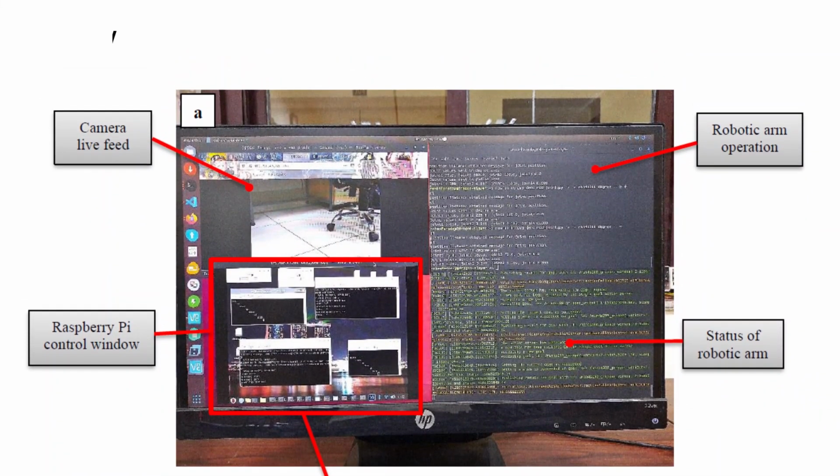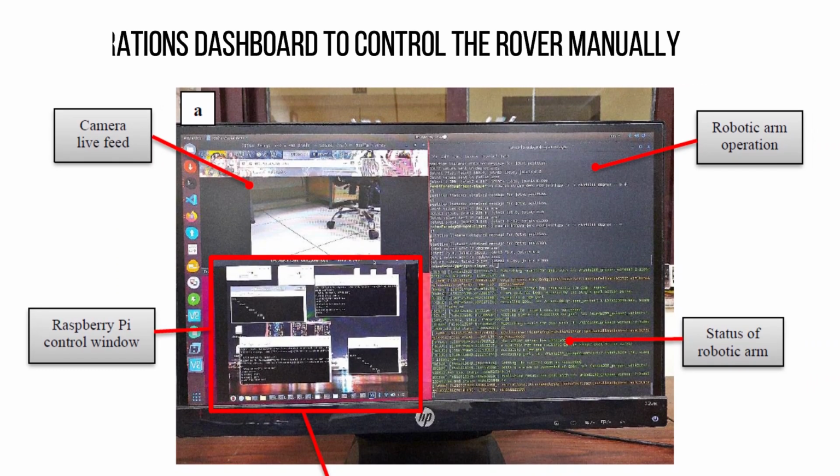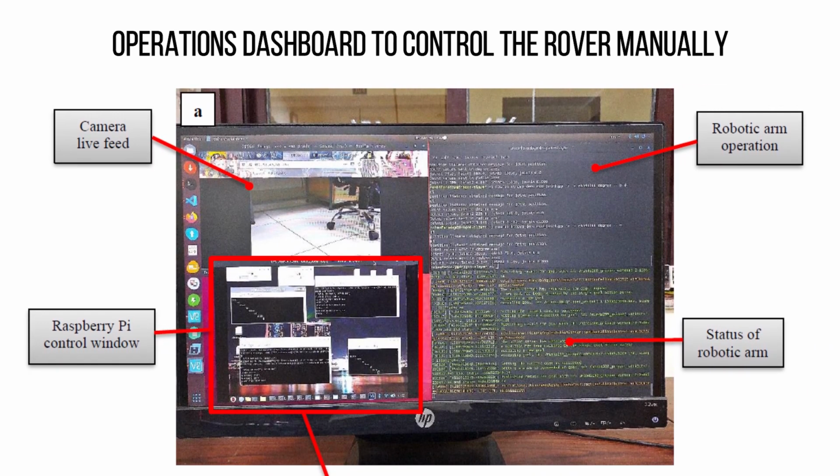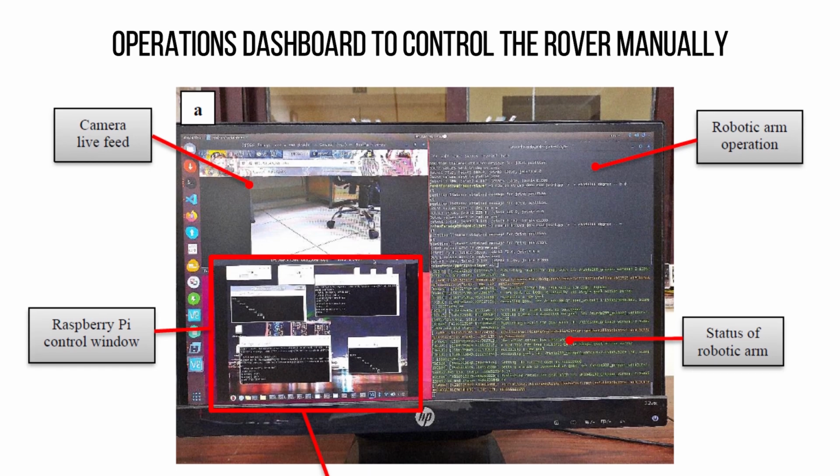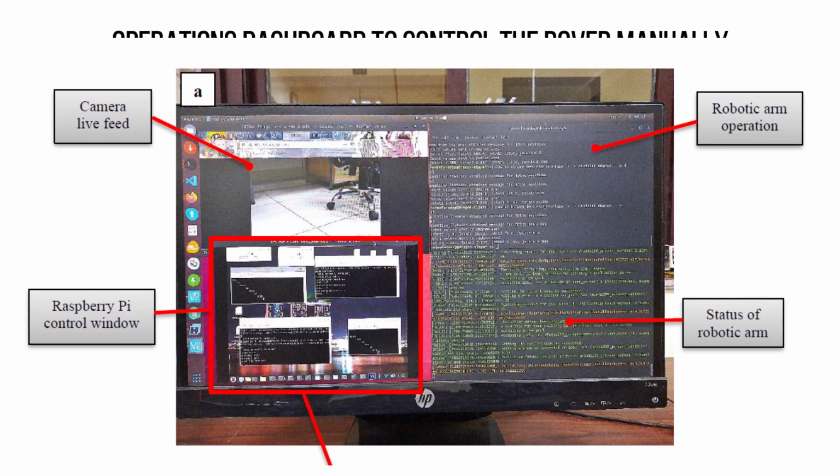Operations dashboard for the manual control of the rover. This shows the complete details of the operation of the manipulator, including the live feed of the camera fixed to the mobile platform. Here, as you can see, the camera live feed and robotic arm operation, the status of the robotic arm and the Raspberry Pi control window.